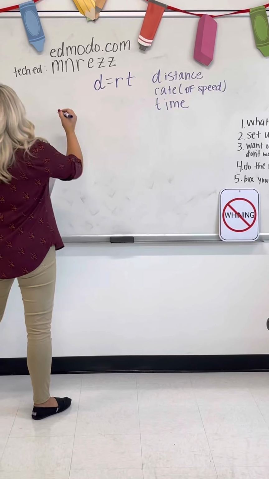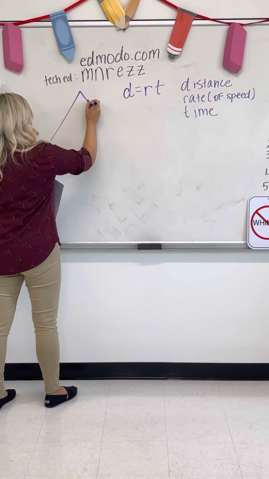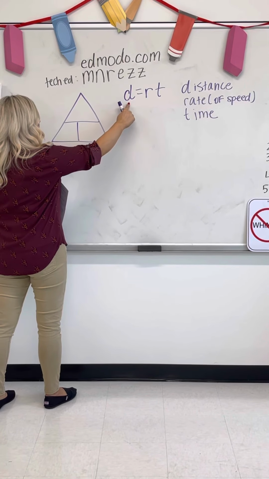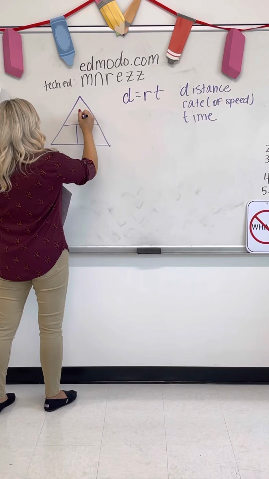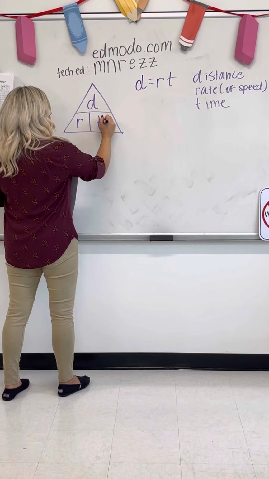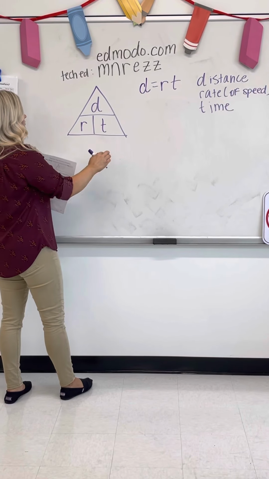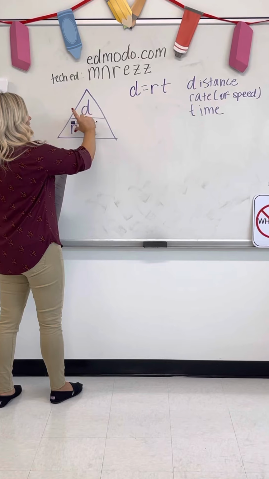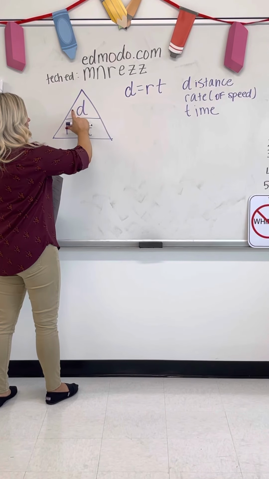Okay, so then we're going to set up a triangle for each of these problems. And remember that what is all by itself is going to stay by itself, and what's together is going to stay together. So the D goes on top by itself, and the R and the T go on the bottom stuck together. Remember that the ones on the bottom beside each other are multiplied, and anything that's on top and bottom of each other is going to be divided.